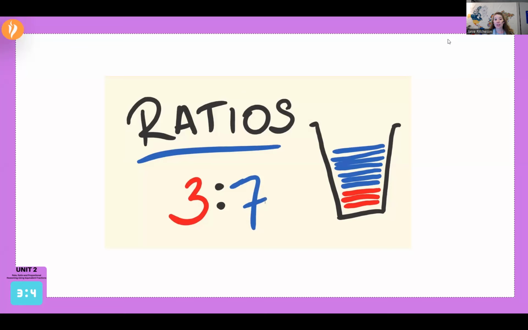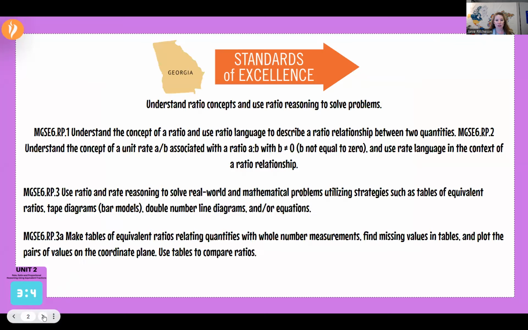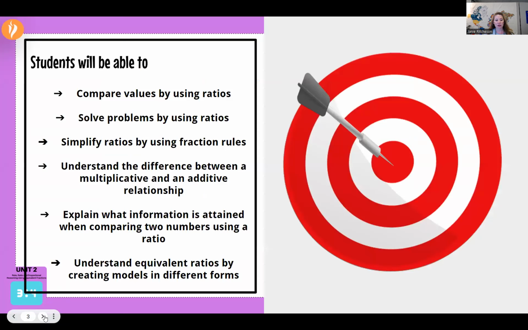Your first term of the year is done, so we're 25% finished with the school year. Can you guys believe it? And so you guys are starting fresh in Unit 2. So we are starting off by talking about ratios. The standards we were covering are right here, our learning targets. You can see on the screen there.